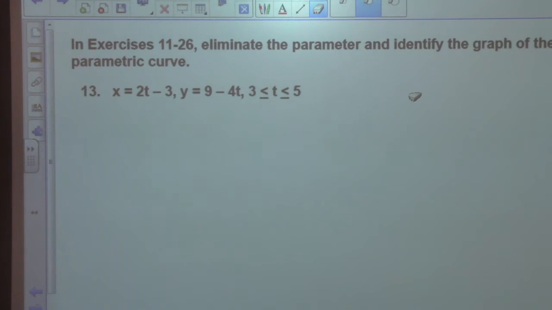All right, so are we on kind of style answer or are you going to work it out? Okay, so I did x equals 2t minus 3, and then I added 3 on both sides, and I got x over 2 plus 3 over 2. Like this? No, not like that.